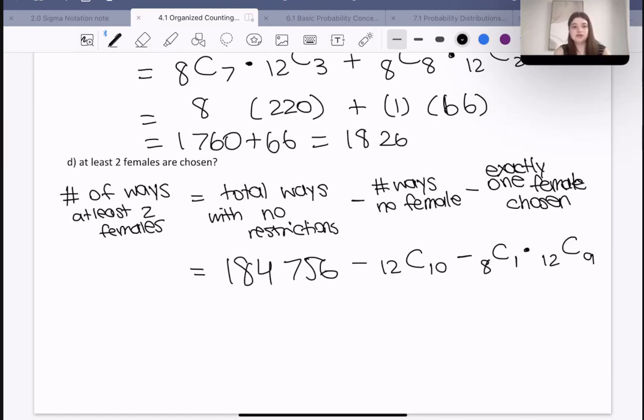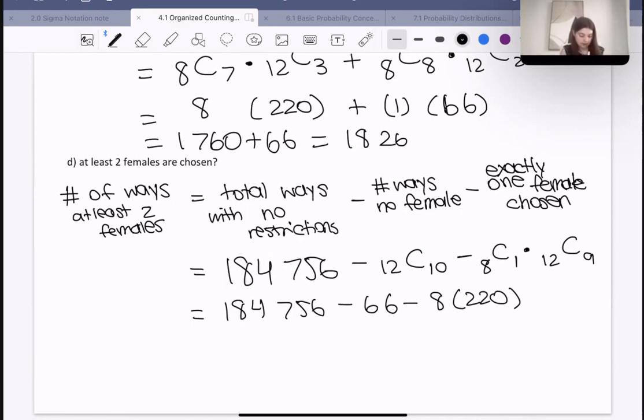Let's find out what 12 choose 10 is equal to. 12 choose 10 is equal to 66. So 184,756 minus 66. And then minus 8 choose 1, we know, is 8. And then what's 12 choose 9, I wonder? That is going to be 220. Okay, so let's see. Then 8 times 220 is 1,760.